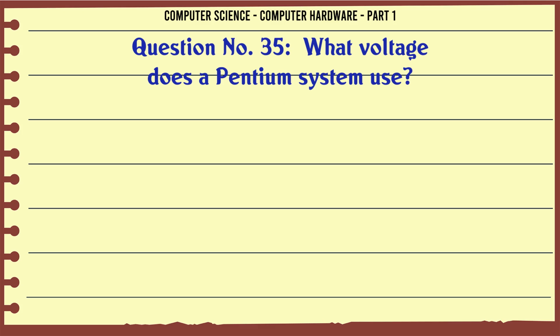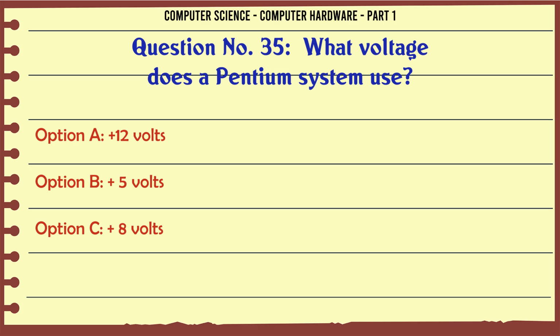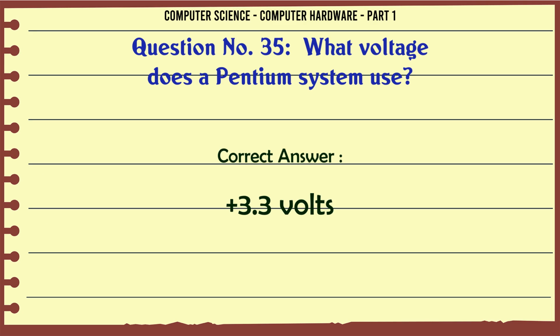What voltage does a Pentium system use? A. Plus 12 volts. B. Plus 5 volts. C. Plus 8 volts. D. Plus 3.3 volts. The correct answer is plus 3.3 volts.